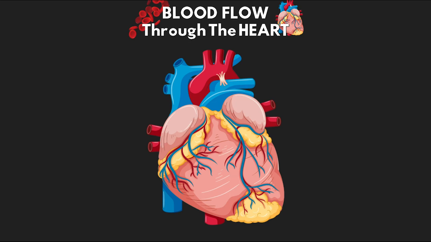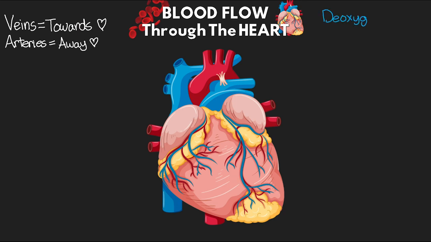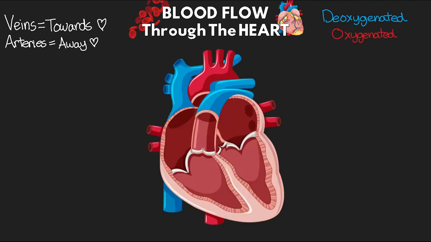We do though need to start off with some basic foundations before we begin. So when I'm talking about veins, I'm talking about blood vessels that are carrying blood towards the heart, and then arteries are then blood vessels carrying blood away from the heart. And then for the sake of our drawing, blue is going to be used to signify deoxygenated blood, and red is going to be our oxygenated blood. So with that out of the way, let's go ahead and take a look inside the heart so we can see some of the structures here.